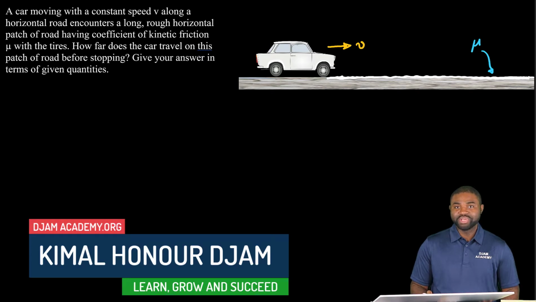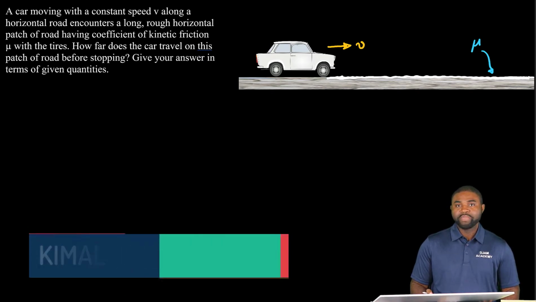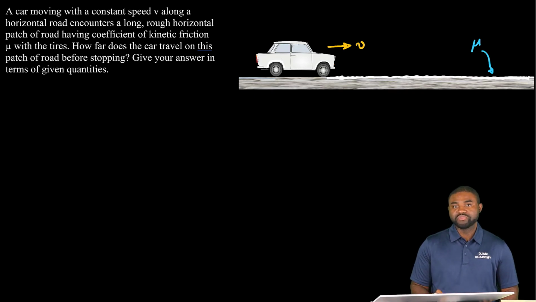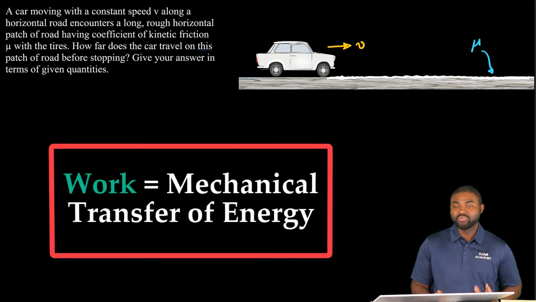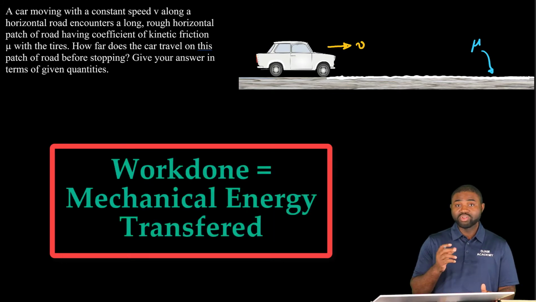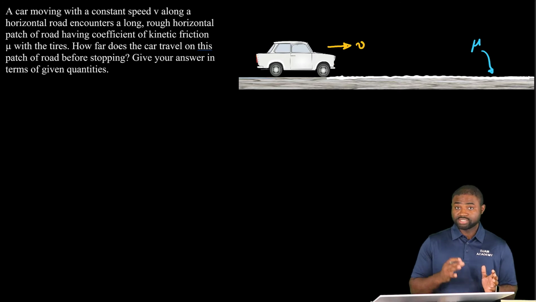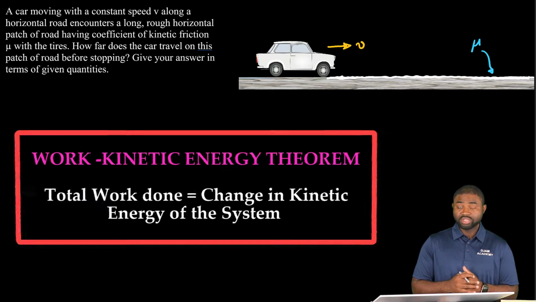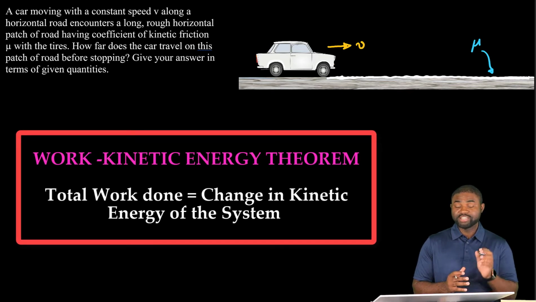In this example, we want to show you how to apply the Work Kinetic Energy Theorem in a very interesting problem. Remember, work is the transfer of energy from one system to another. As a matter of fact, whenever work is done, energy is transferred. Now, by the Work Kinetic Energy Theorem, the net work done on a system is equal to the change in the kinetic energy of that system. In other words, the net effect of doing work on a system is the change in the kinetic energy of the system.